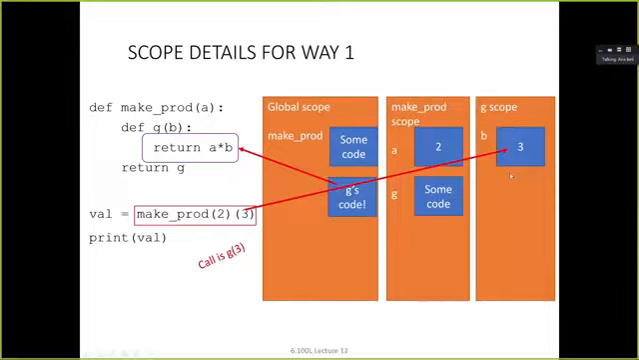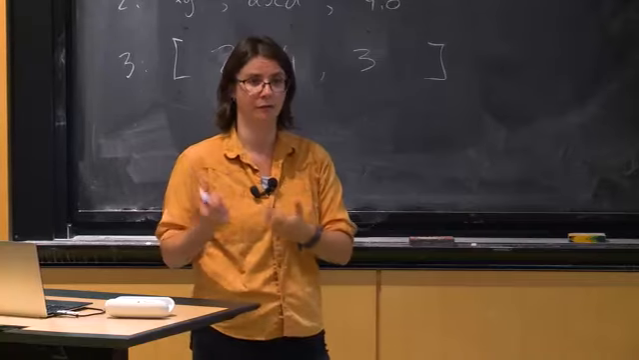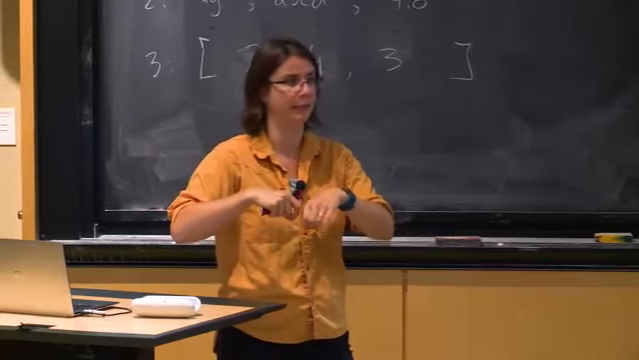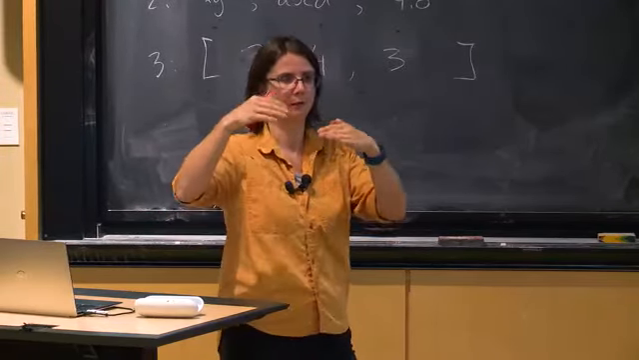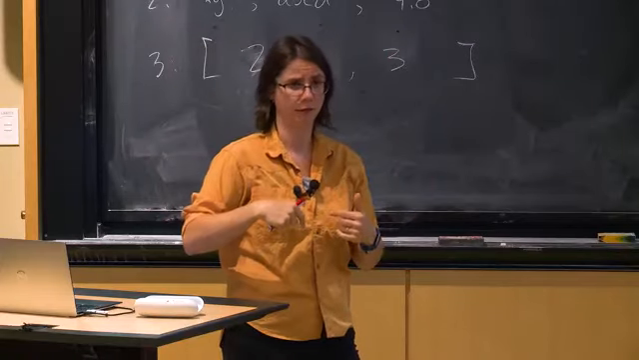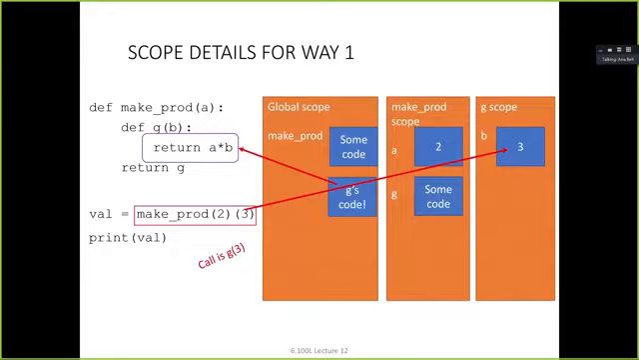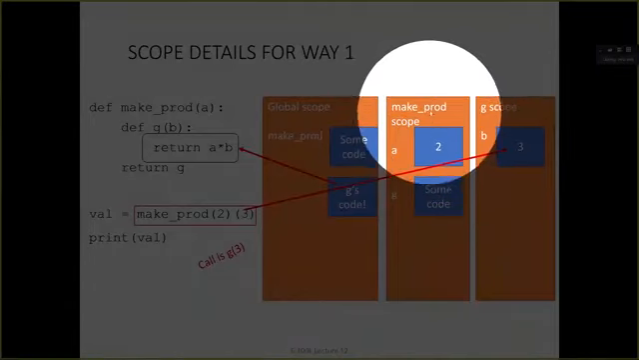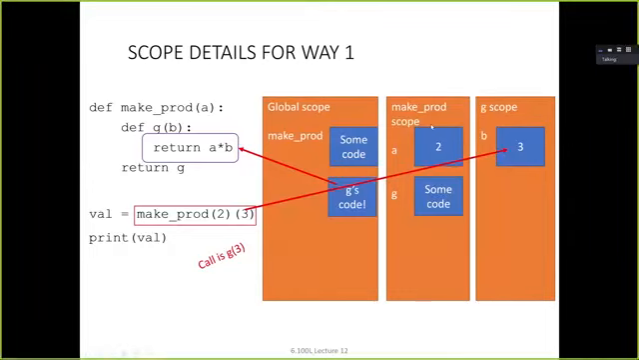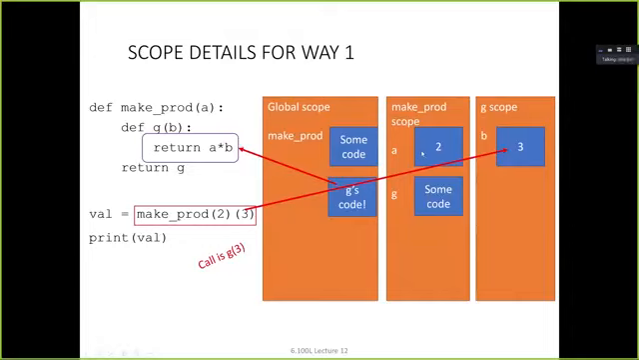So thinking back to our lecture on functions, if a function call doesn't know about a variable name within its environment, within its scope, it moves up the function call hierarchy. So it says, who called me? Where was G defined? Well, G was defined inside make prod, and so it was called from make prod. Does make prod have a variable named A? It does, and its value was 2. So we didn't need to go any further up the hierarchy. We've already found a variable named A.